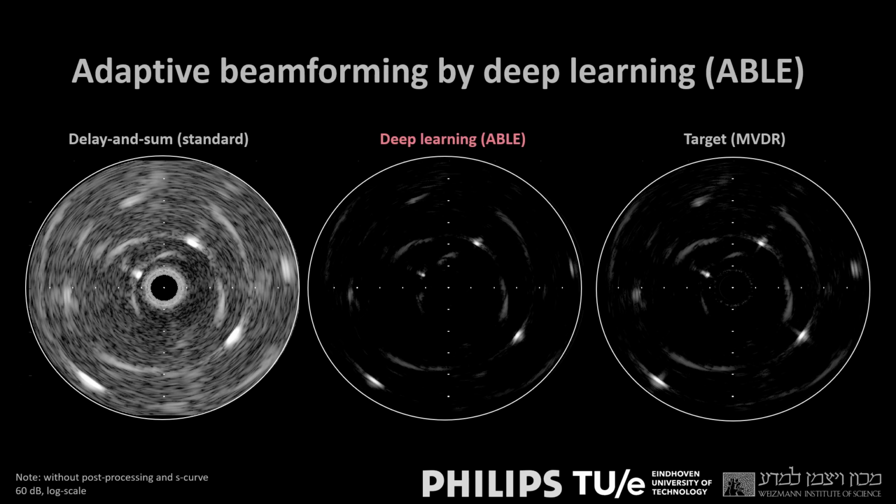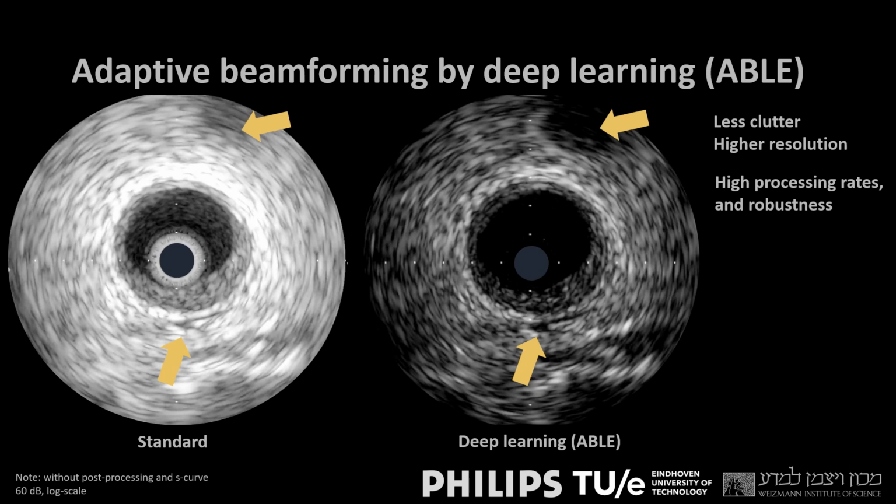So we see here that the peaks are sharper, noise in the background is removed, and the grating and side lobes are suppressed more. And if we look at an in vivo example here, we see something similar. Comparing the standard delay and sum to the one based on deep learning, we see much better contrast. These little black areas indicated by the arrows, unlike in delay and sum, are not cluttered in the deep learning method.